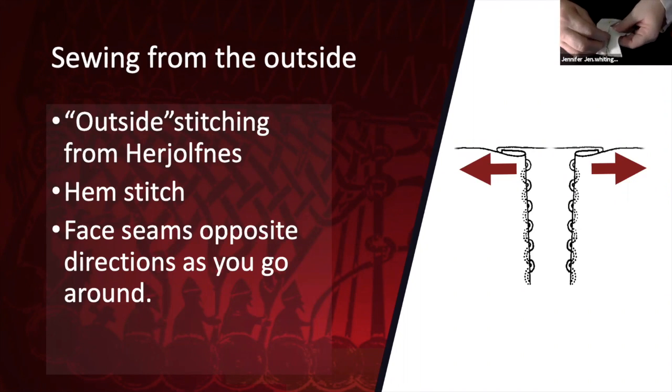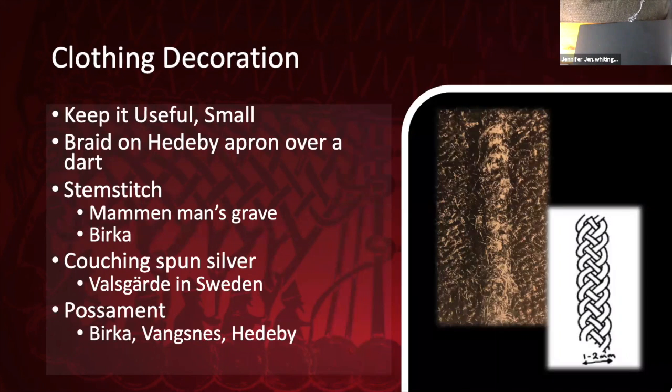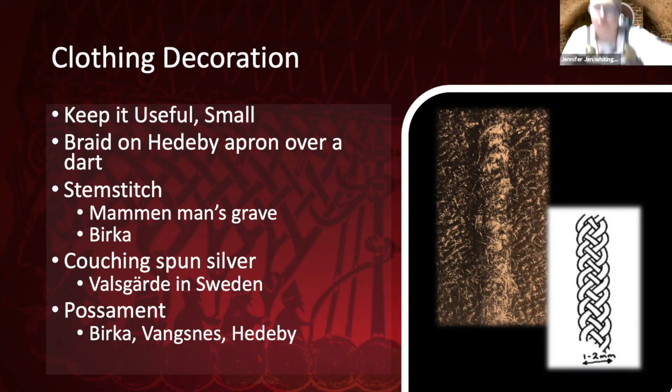All right, so that was a little fast there. I did talk a little bit here about clothing decoration. Again, you can pull my slides. Keep it small, keep it useful. Lay down your edges with just a little tiny stitch. There was an apron that had braid on the dart. That braid looks like this. Finger braiding is a beautiful way to give yourself a little bit of a braid. And this is what it looks like on the left after it's been buried for a while.